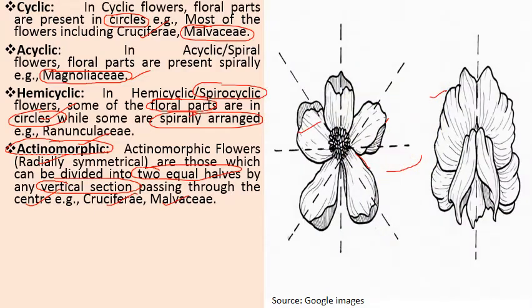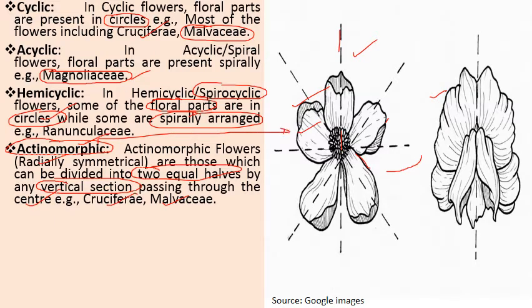This is the diagram which shows this actinomorphic symmetry, also known as radial symmetry. So we can cut these flowers into two equal halves from any plane passing through the center. This type of symmetry is known as actinomorphic symmetry, or an actinomorphic flower.